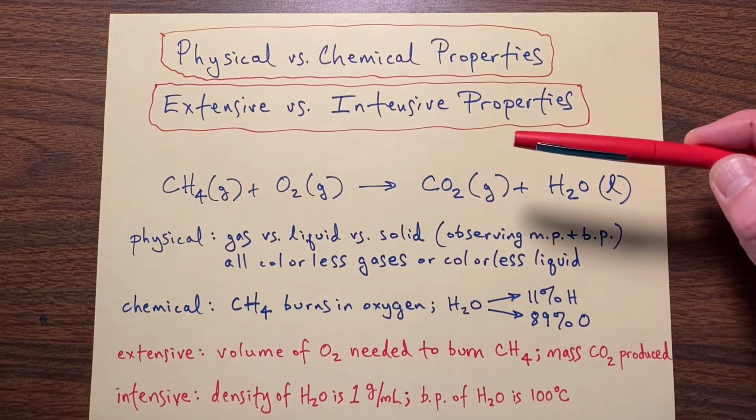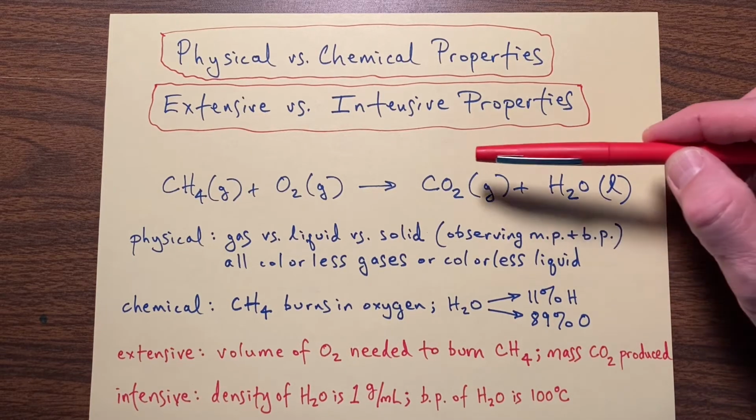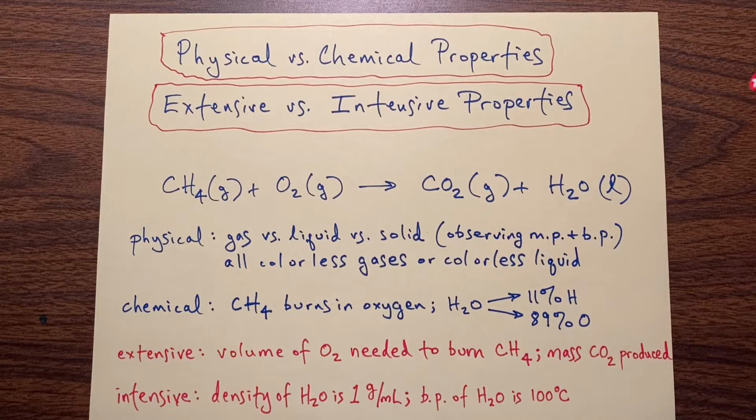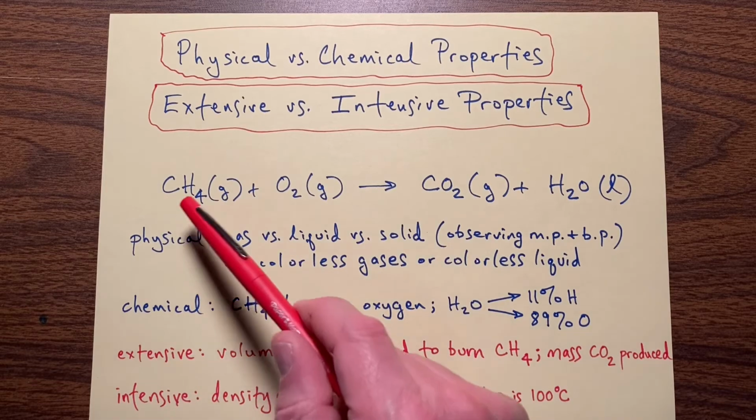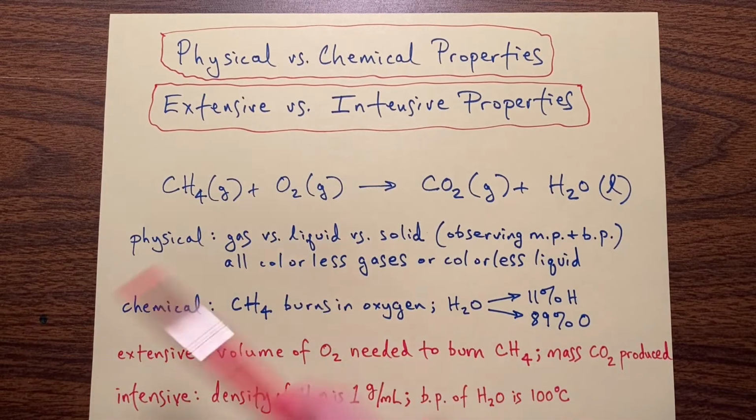We're trying to minimize our use of fossil fuels and minimize how much CO2 is being put out into the atmosphere. But the amount of CO2 that is produced or the amount of oxygen needed, those are extensive properties because they depend on how much matter you have. The more matter, the more CH4 you have, the more oxygen you're going to need, and the more CO2 you're going to form. That's extensive.